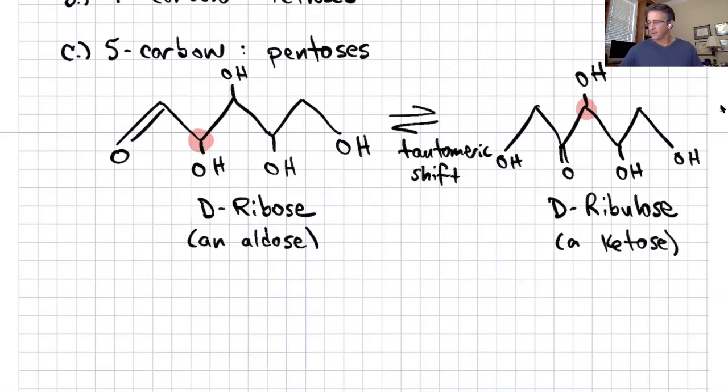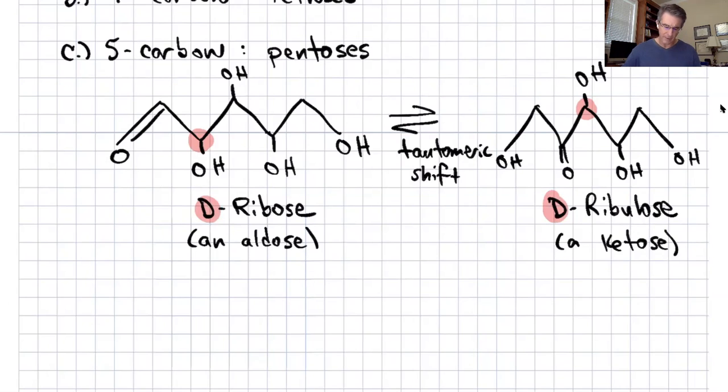Okay. Now, as I said, for the most part, we're only going to be dealing with the D stereoisomers of the sugars that we're going to be thinking about. There are situations where L stereoisomers come up, but it's relatively rare. And for most fundamental intermediary metabolism, it's the D stereoisomers that are going to matter.